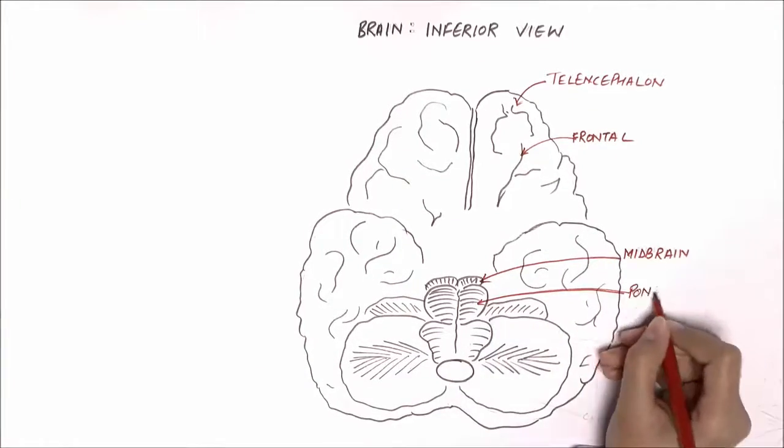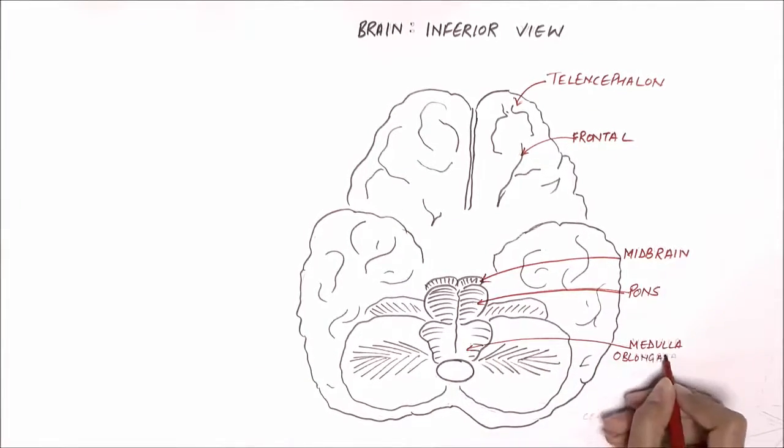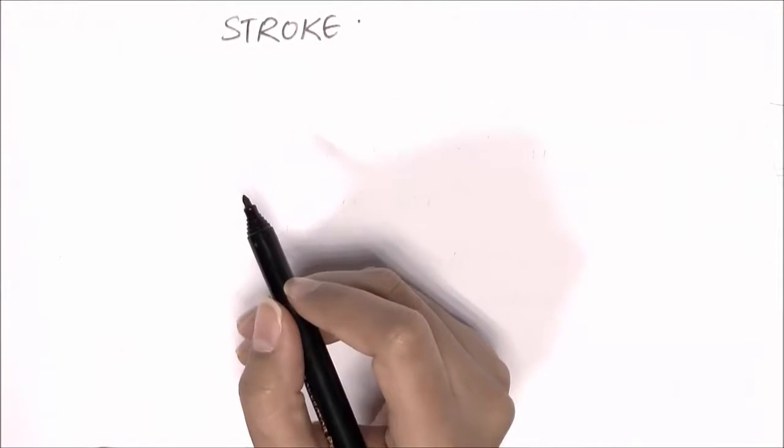Finally, the cerebellum is a structure with two hemispheres behind the medulla and pons. It's involved in fine movement, coordination, memory, and cognitive function.